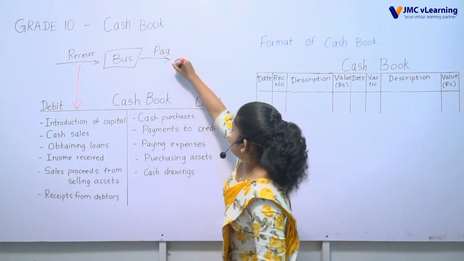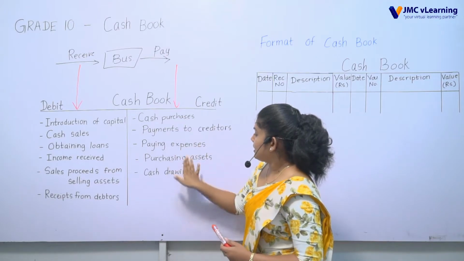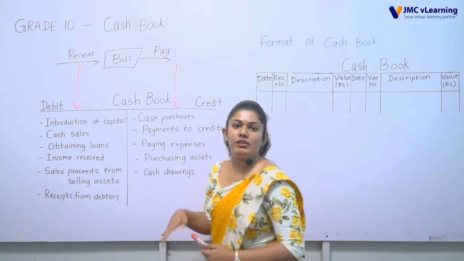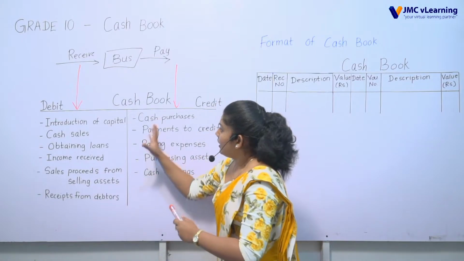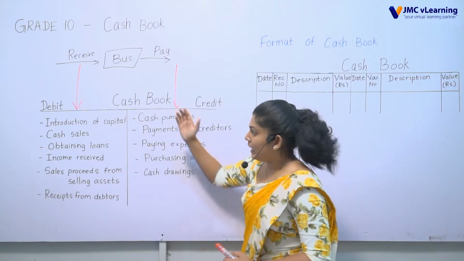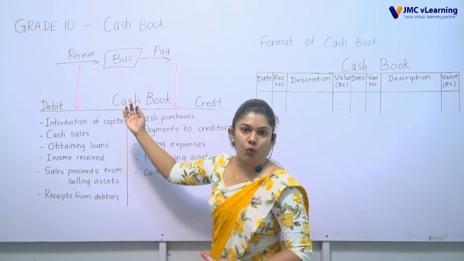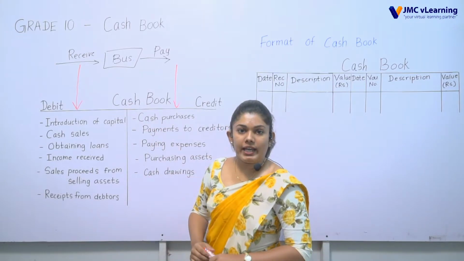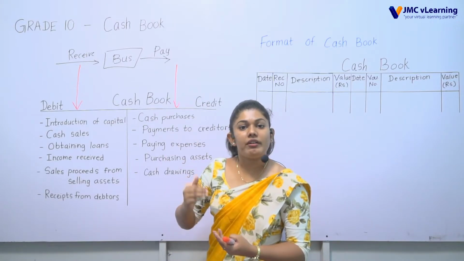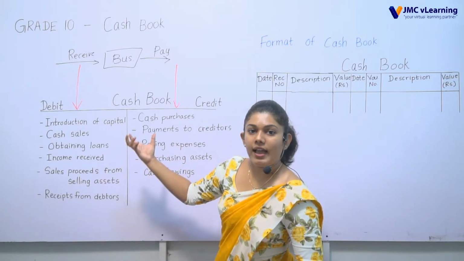And payments. Here we have cash purchases, payments to creditors, paying expenses, purchasing assets, and cash drawings. Drawings means withdrawals by the owner. Therefore, cash book also has two sides, debit and credit. In the debit side, we record all cash receipts or cash inflows. In the debit side, because cash is an asset, when asset increases in the double entry system, we already learned, we have to record it in the debit side of the particular asset account.